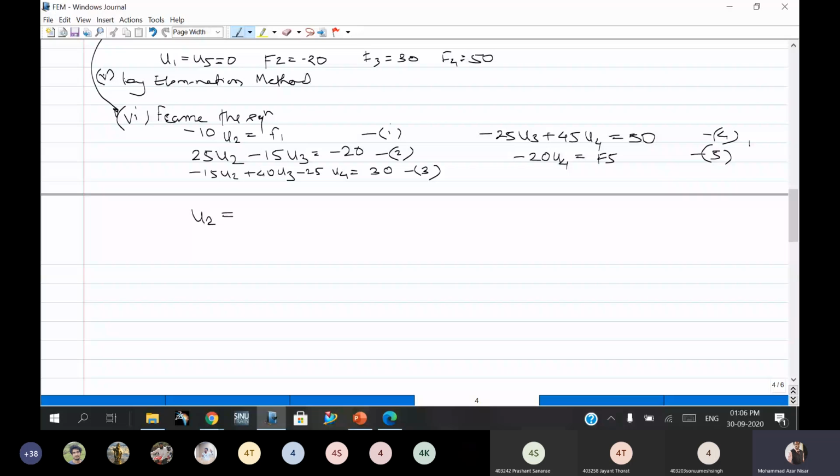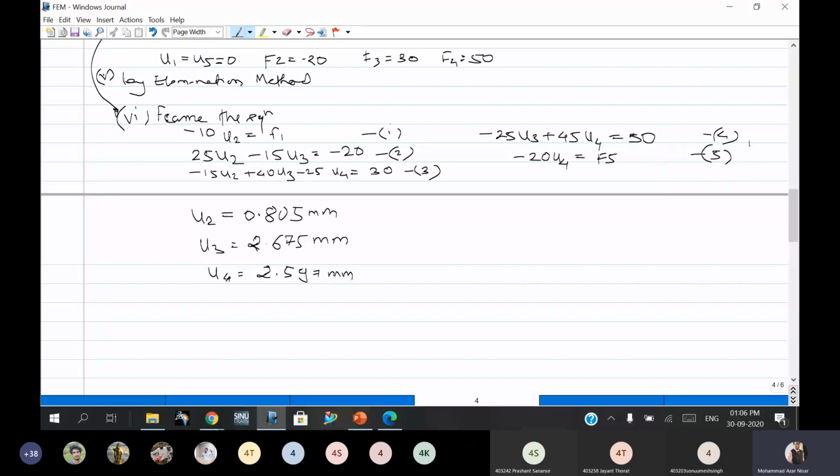So U2, I will directly write the answer after solving this. You will get U2 equal to 0.805 mm and U3 equal to... From the next lecture, I will ask the students randomly for the answer. The answer for this is 75 mm, and U4 will be... So what is the answer for this? You have to solve with me. Okay, 59.7 mm. In this way you can find U2, U3, U4.